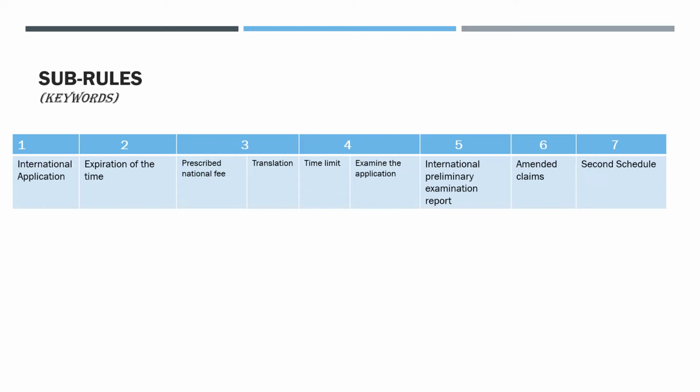Similarly, for sub-rule 4, for bit 1, or we can say part 1, time limit is the keyword, and for bit 2 or the part 2, examine the application is the keyword. Similarly, keyword for sub-rule 5 is International Preliminary Examination Report, and keyword for sub-rule 6 is amended claims. Similarly, keyword for sub-rule 7 is second schedule.